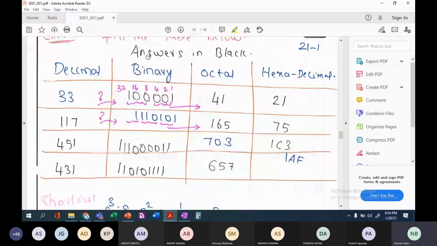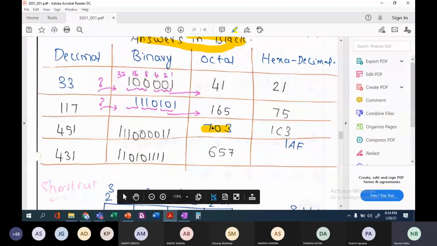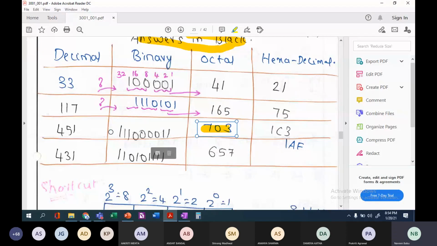Okay, so the answers are in black here. The 703 is the given number and the solution is already there. What you should do is first convert: 7 corresponds to 111, 0 corresponds to 000, and 3 corresponds to 011. Similarly, how do you convert from octal to hexadecimal?